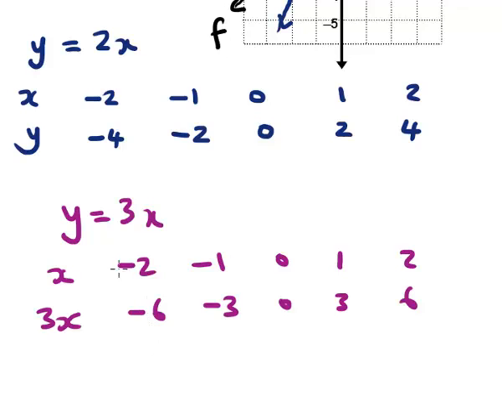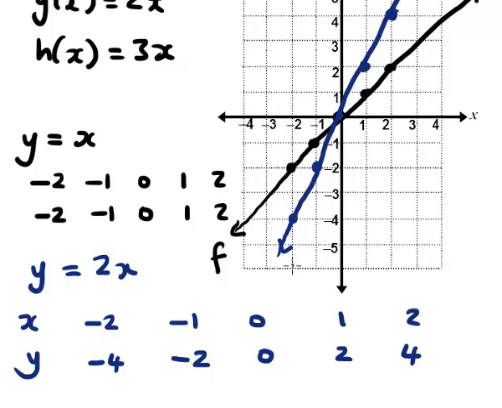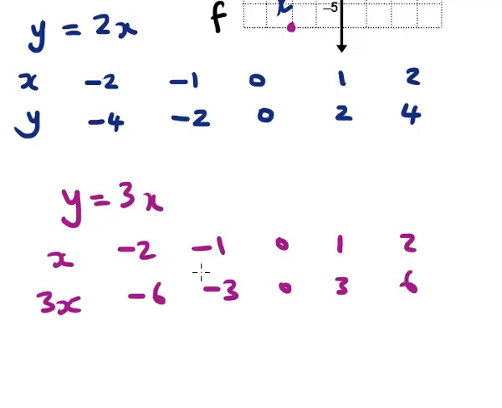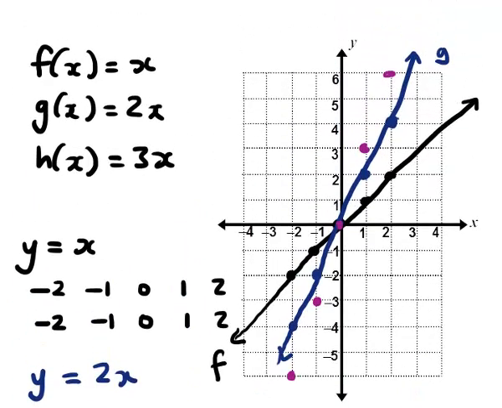Now we can plot these as well. (-2, -6) is down here. Then you've got (-1, -3), then (0, 0), then (1, 3), and then (2, 6). This line will also look a bit steeper than the others. So that line goes up there. There we go, you would best do it with a ruler. And there's your graph of h.